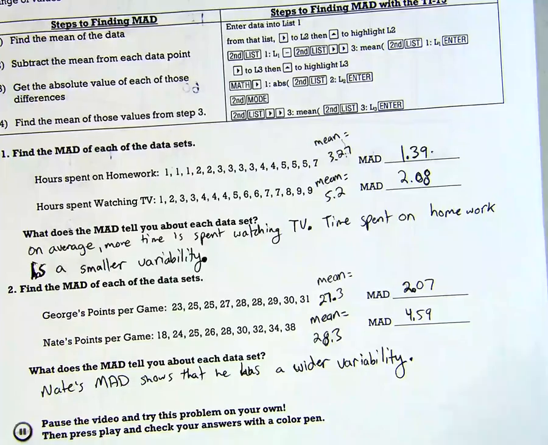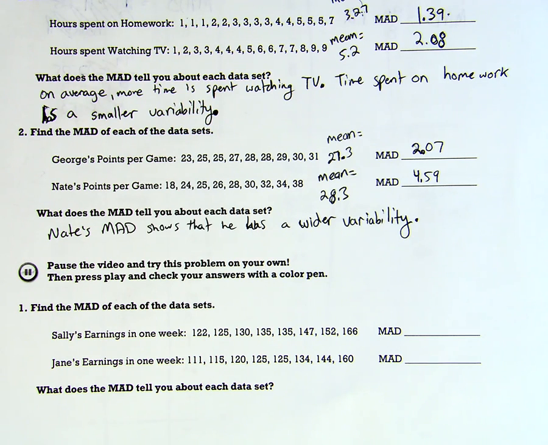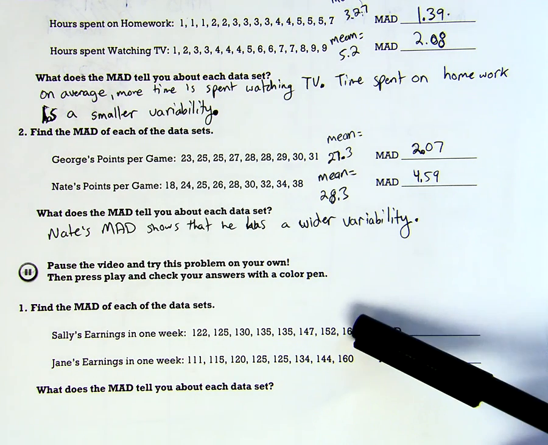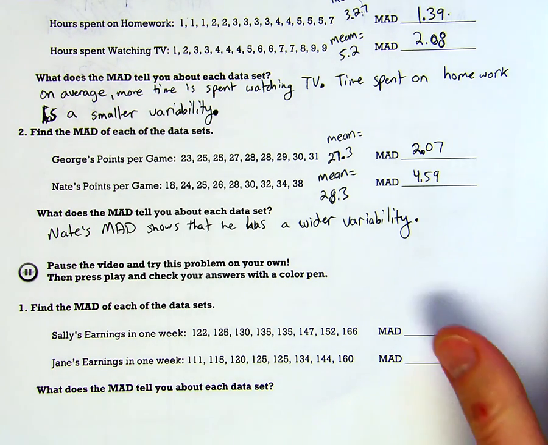Okay. Alright, so what I want to go ahead and do right now is pause your video, and I want you to try what we just did with Sally's earnings versus Jane's earnings. Okay, so go ahead and copy each list, find the mean of each one, find the difference between the mean and your data points, and then you can go ahead and find the average of that difference as well.